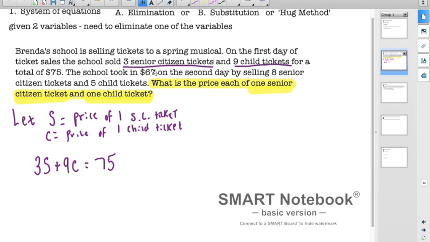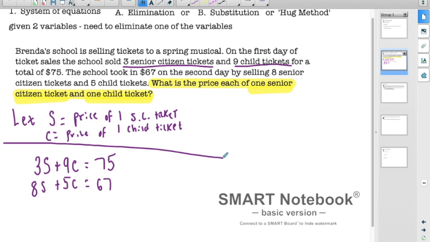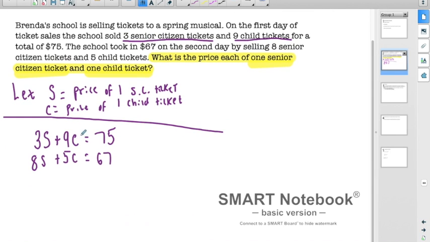The school took in $67 on the second day by selling 8 senior citizen tickets. Okay, so I'm going to keep that with the S, so 8S, and 5 child tickets, so plus 5C. And again, they took in $67. So this is going to be equal to 67. So here I have my system of equations. And now I got to solve for S and for C.